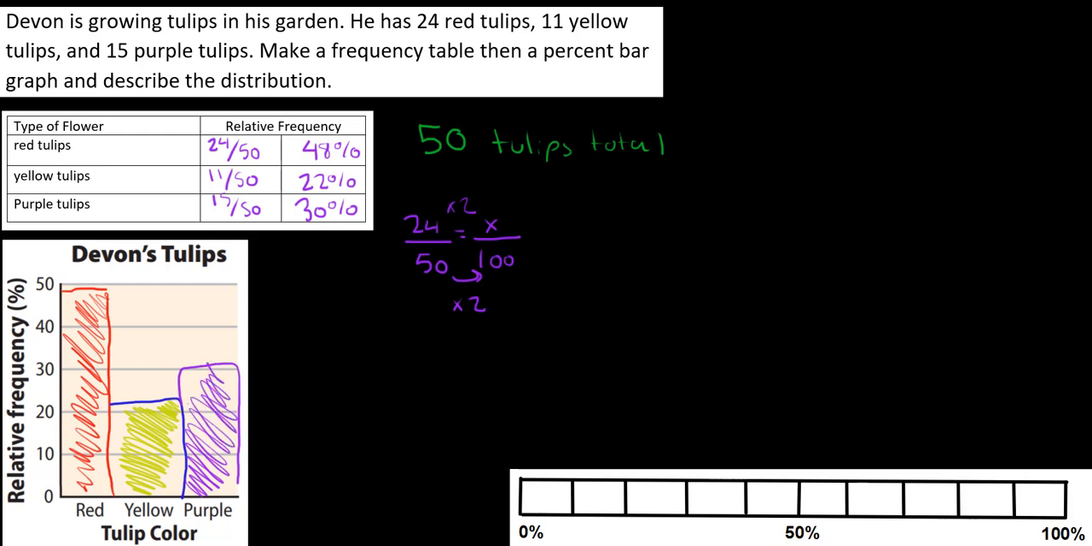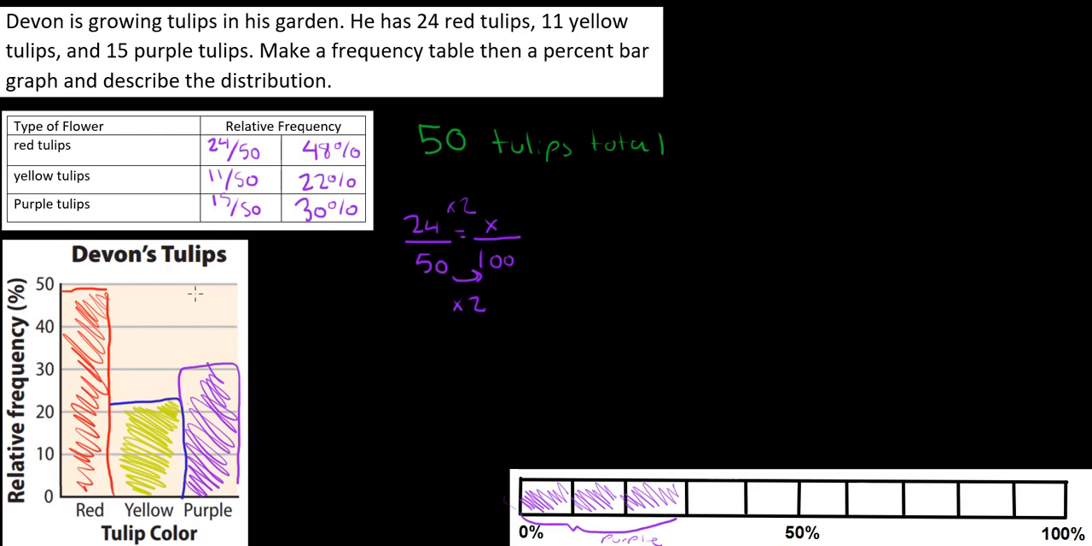Okay, now let's just take all that data and transfer it to a percent bar graph that's horizontal instead of vertical. Then this is a percent frequency table. So let's start off with our purple tulips, which will be 10, 20, 30. This will be our purple.